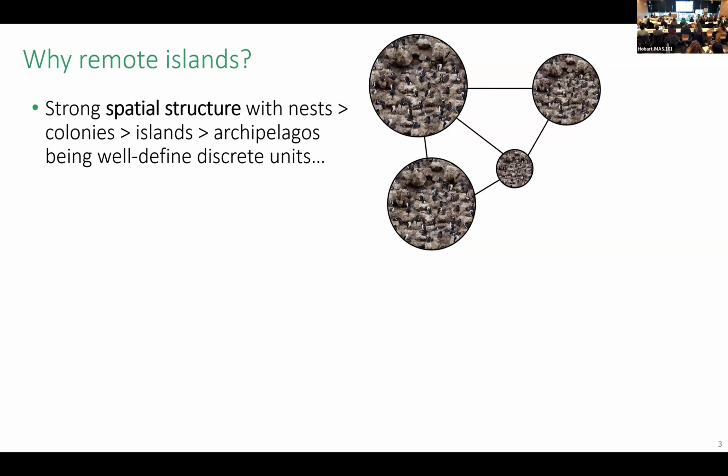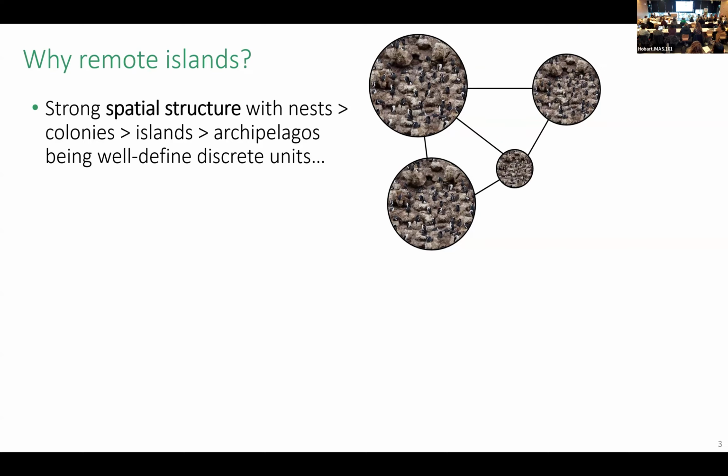So why do we work on islands as study systems? Some of those points are tackled in the paper that Nick mentioned this morning, and that was mentioned already several times. But from a conceptual point of view, they are a great system for several reasons, starting with the fact that they're very strongly spatially structured. So especially when we look at islands where we have a lot of colonial species, we can really identify each bird on its nest, in its colony, on its island, within an archipelago.